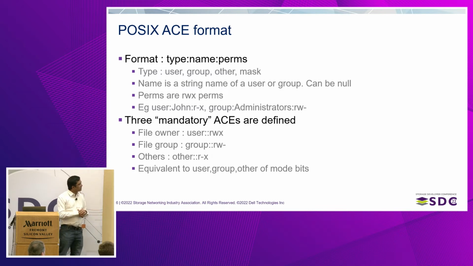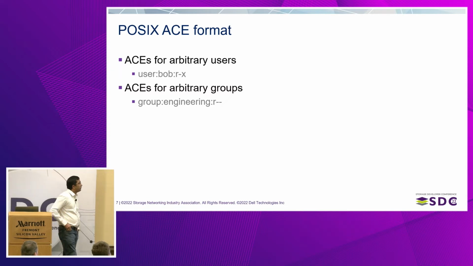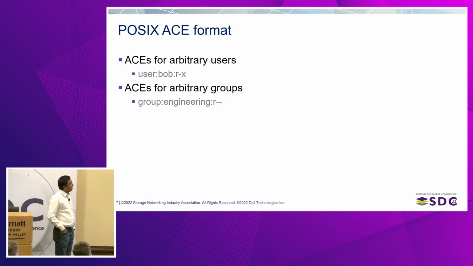The permissions in POSIX ACLs are basically the same as what you get for POSIX mode bits: RWX, read, write, execute. So here are two examples of ACEs for an arbitrary user Bob and an arbitrary group engineering.